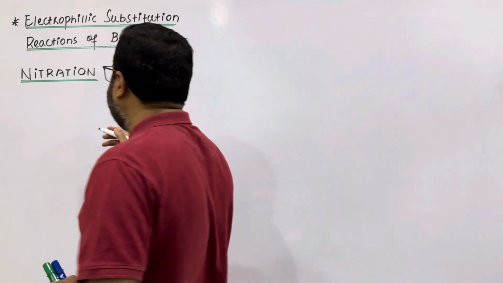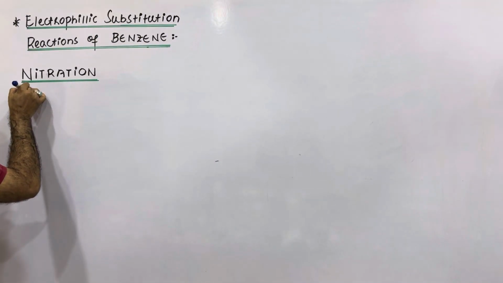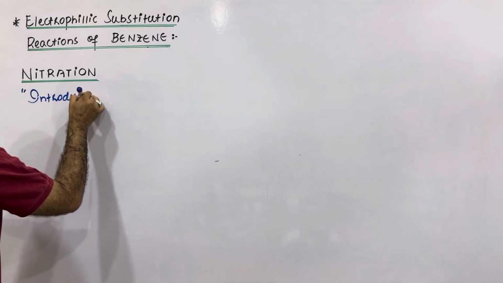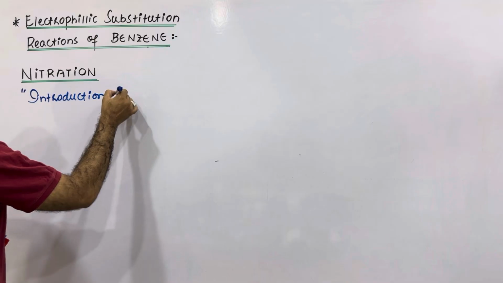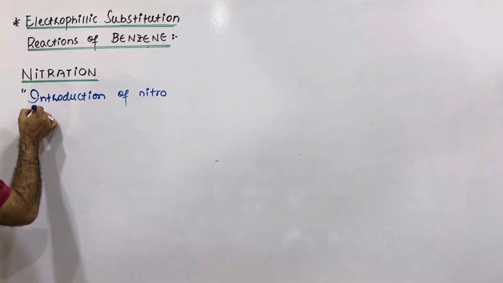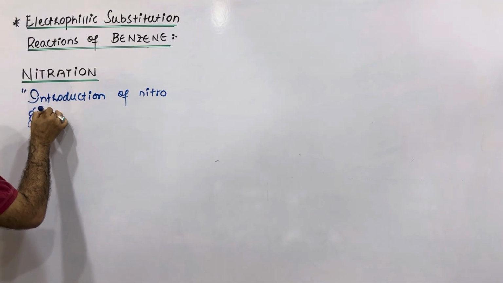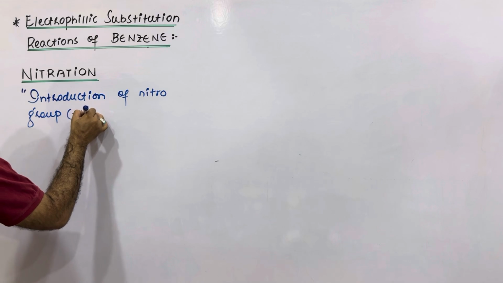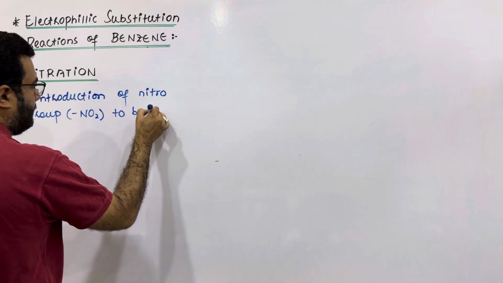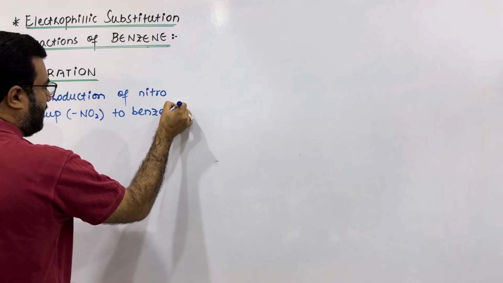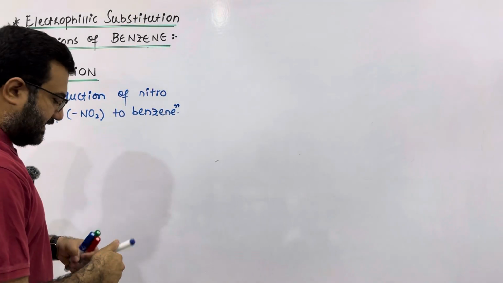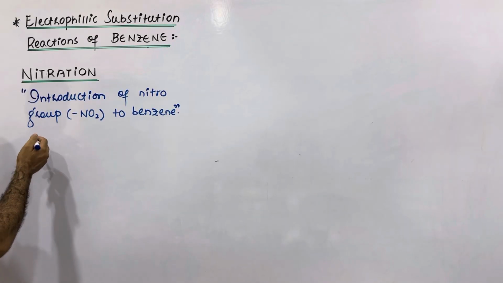example of the electrophilic substitution reaction. The nitration can be defined as the introduction of nitro group, which is NO2, to benzene, that is called as the nitration of the benzene.